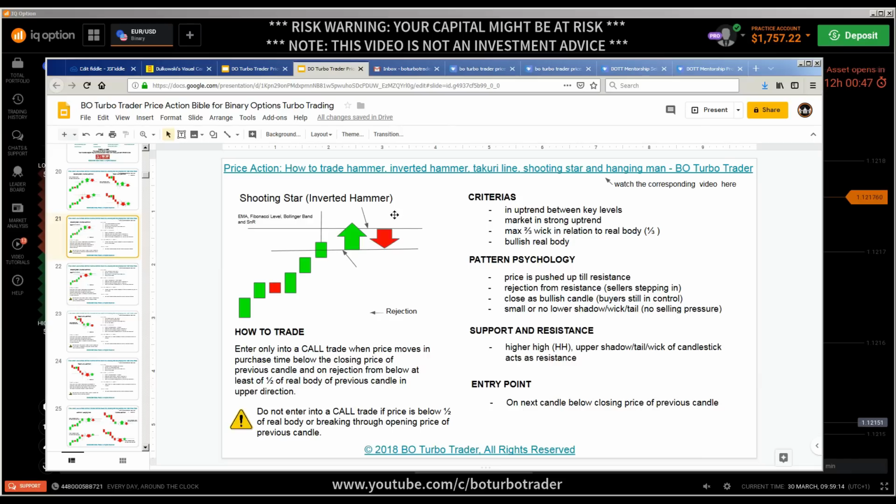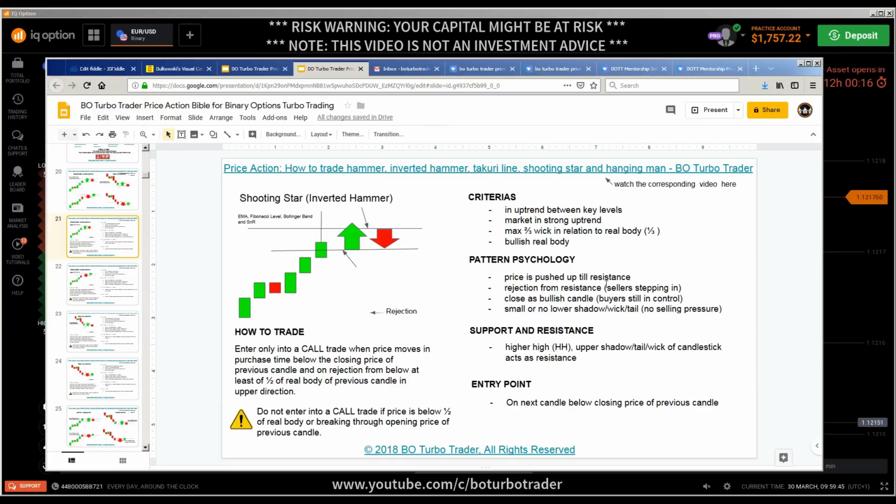You know, here we are talking about the call option. Here is the call option of a shooting star. When do you have to do a call option on a shooting star? In an uptrend between key levels. You see here, between key levels, market in strong uptrend, then you do call. Max 2 wick in relation to the real body. That means that the real body should be only 1/3 of the complete candle. Bullish real body, so then you have to do a call.